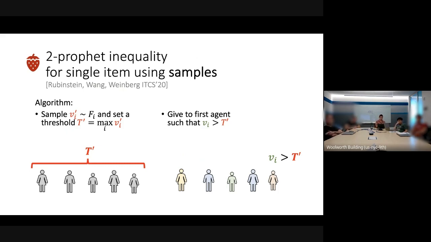We take each of these samples, let's call them B1 prime to Bn prime, and we define a threshold T prime to be the maximum of these samples B1 prime to Bn prime. All right. And the algorithm is: give the item to the first agent whose valuation is larger than T prime.